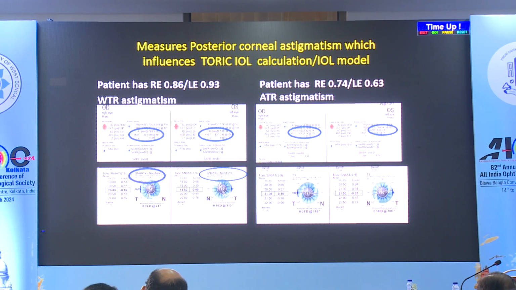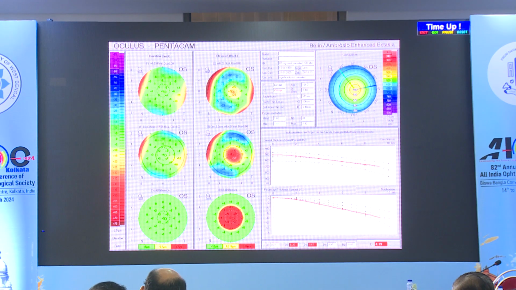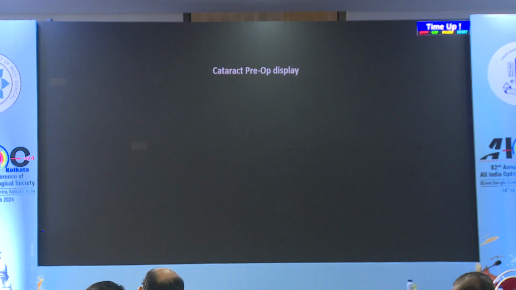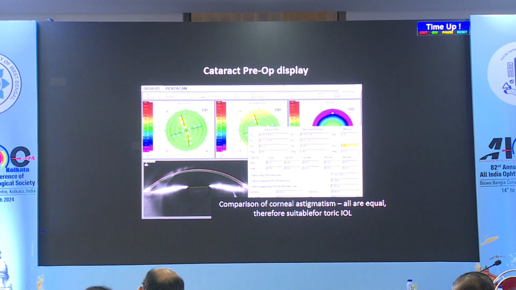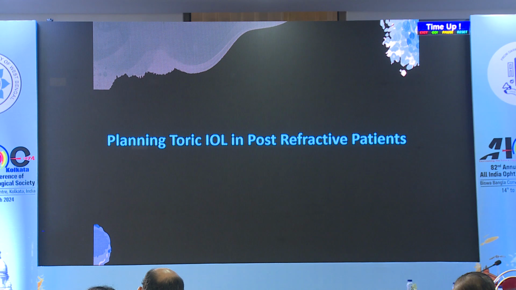So see the model that the machine has picked up is a non-toric in the first one, vis-a-vis the second case, where it's against the rule, but it adds on, and here the model is T3. So it's important to know the posterior corneal astigmatism, so you don't want to miss out posterior keratoconus and so forth. Also, in your Pentacam and other machines, at least you will know whether it is a regular astigmatism or an irregular, and you plan your toric. You're more confident it's symmetrical. Highly asymmetrical, you may skip.